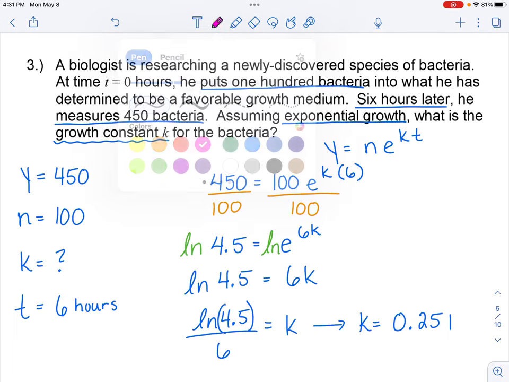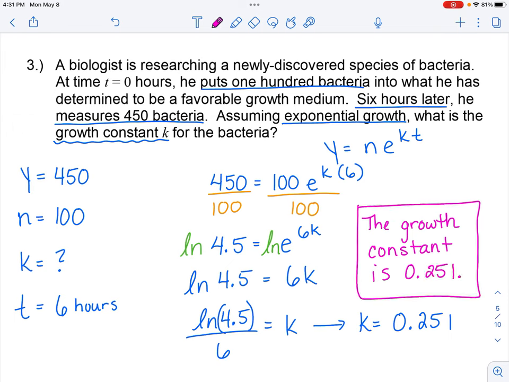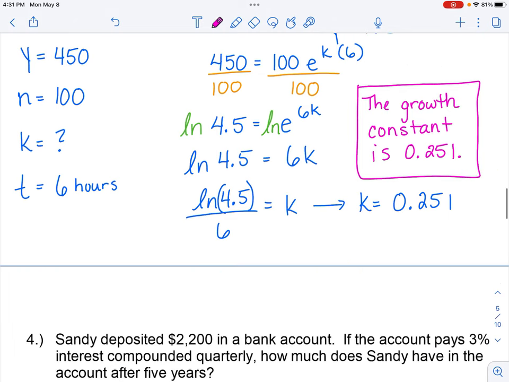So my final answer in words is going to be the growth constant is 0.251, okay? This one isn't as meaningful as some of the other sentences that we've written, but it suffices to communicate what our final result was. Okay, so that was problem number 3. Let's take a look at problem number 4.